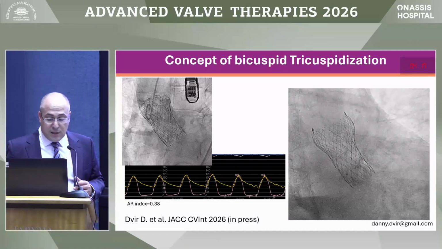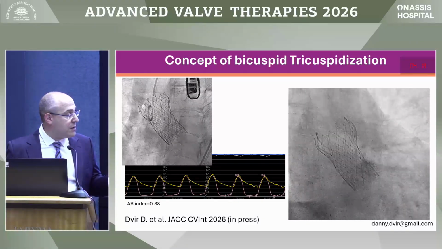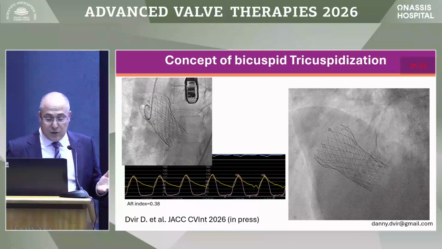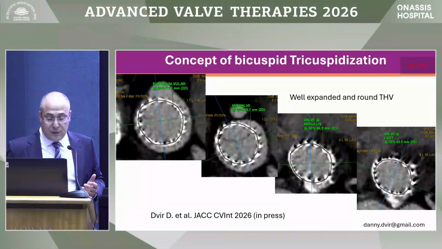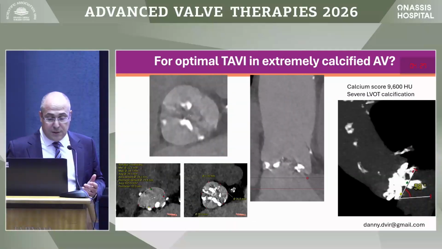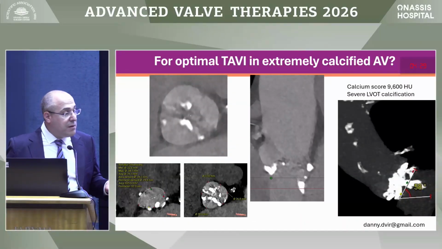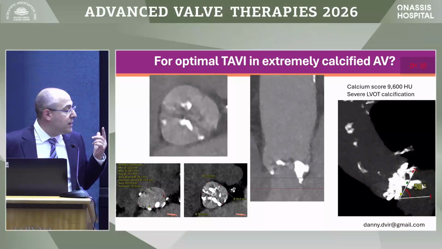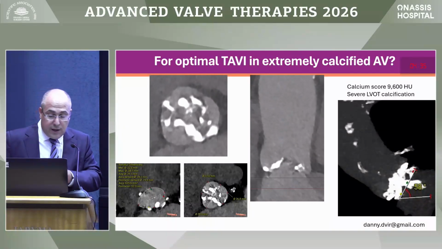And there you can see how the expansion of that valve is much better than what we would have expected for a patient with such crazy calcification in a bicuspid case. But maybe we should use leaflet modification not only in bicuspids. What should we do in a case like that?